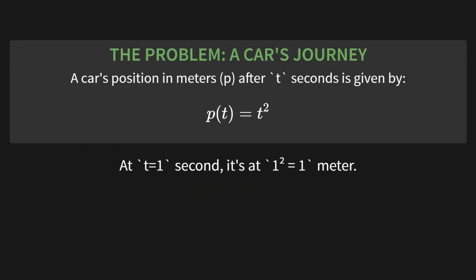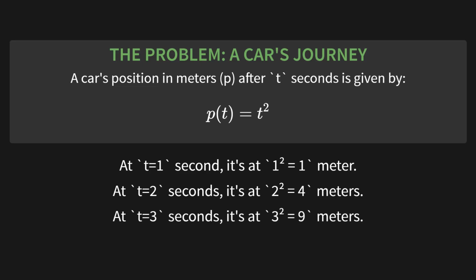Let's talk about a car's journey. A car's position in meters, we'll call it p, after t seconds is given by a really simple function. P of t equals t squared. So, at t equals 1 second, it's at 1 squared, which is 1 meter. At t equals 2 seconds, it's at 2 squared. That's 4 meters. And at t equals 3 seconds, it's at 3 squared. 9 meters. Simple enough, right?